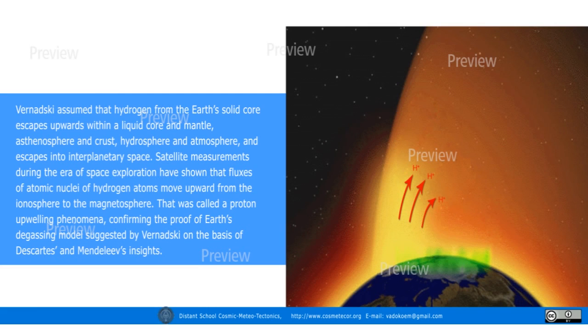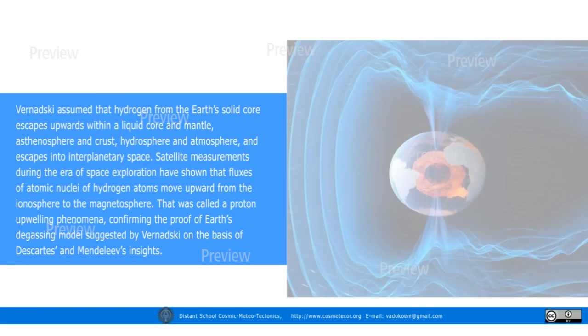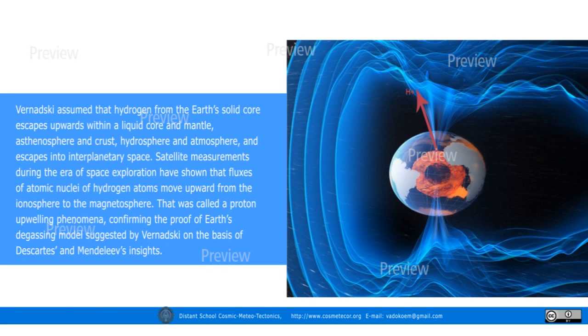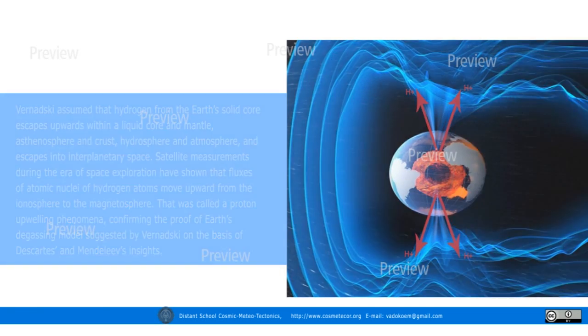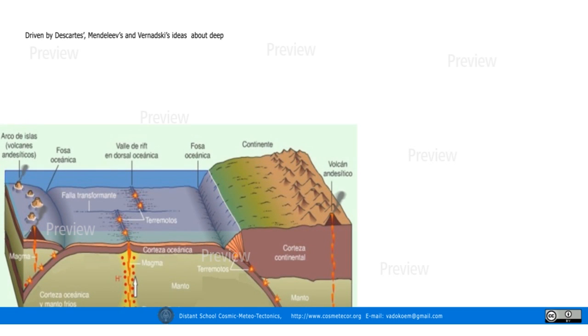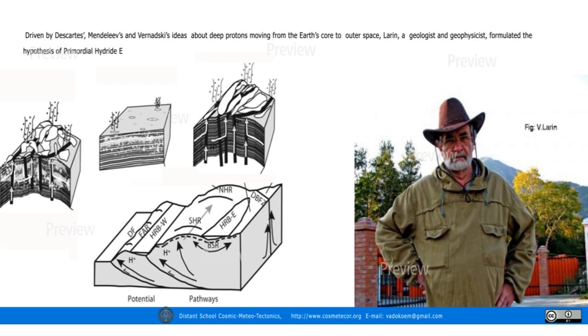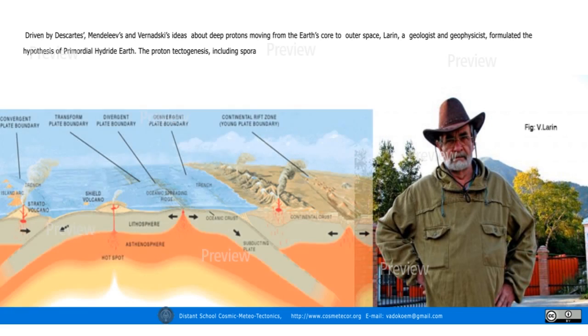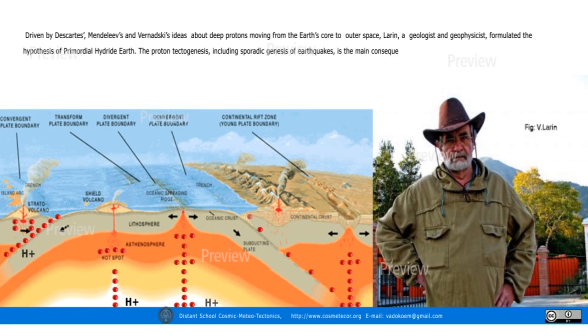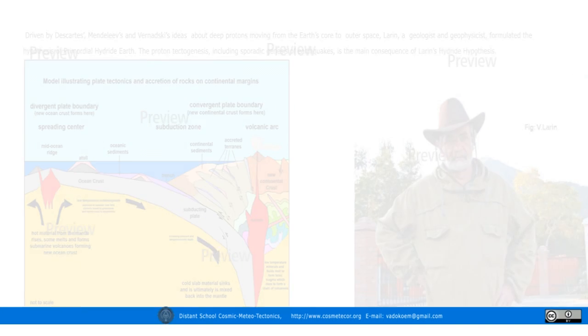Satellite measurements during the era of space exploration have shown that fluxes of atomic nuclei of hydrogen atoms move upward from the ionosphere to the magnetosphere. That was called the proton upwelling phenomenon, confirming the proof of Earth's degassing model suggested by Vernadsky on the basis of Descartes' and Mendeleev's insights. Driven by Descartes', Mendeleev's, and Vernadsky's ideas about deep protons moving from Earth's core to outer space, Larin, a geologist and geophysicist, formulated the hypothesis of primordial hydride Earth. The proton tectogenesis, including sporadic genesis of earthquakes, is the main consequence of Larin's hydride hypothesis.